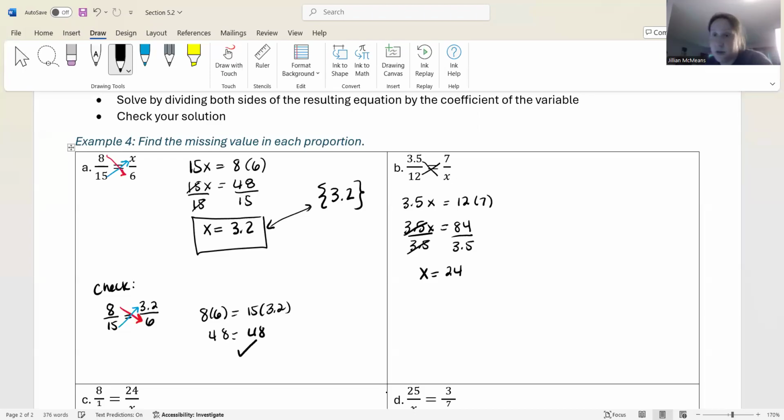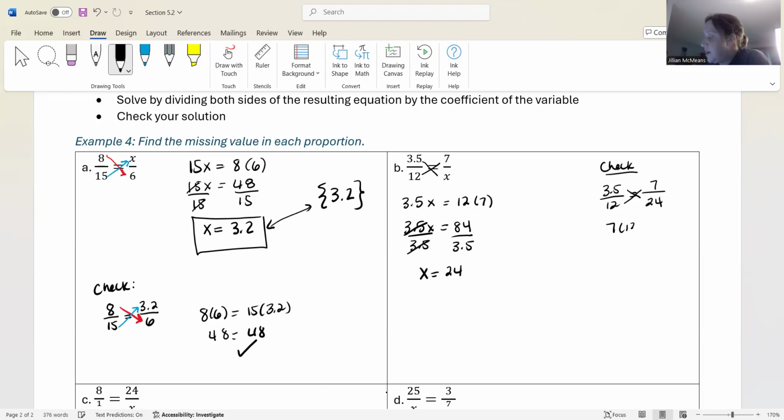So we think that's our solution, but we can check, okay? So if you want to check, you rewrite your proportion, but where you see the x, you replace it with whatever value we just found, which is 24. So we're going to say, okay, 3.5 over 12, we need to know, does that equal 7 over 24? And this one you can kind of see in your head that it works, but let's go ahead and do the cross multiplying just to be sure.